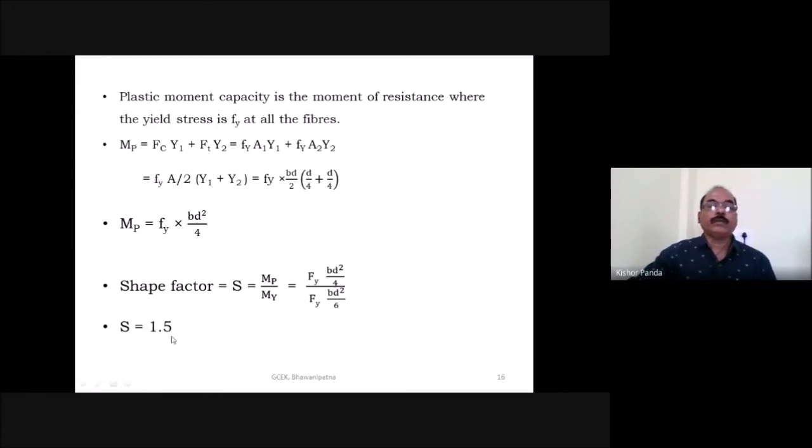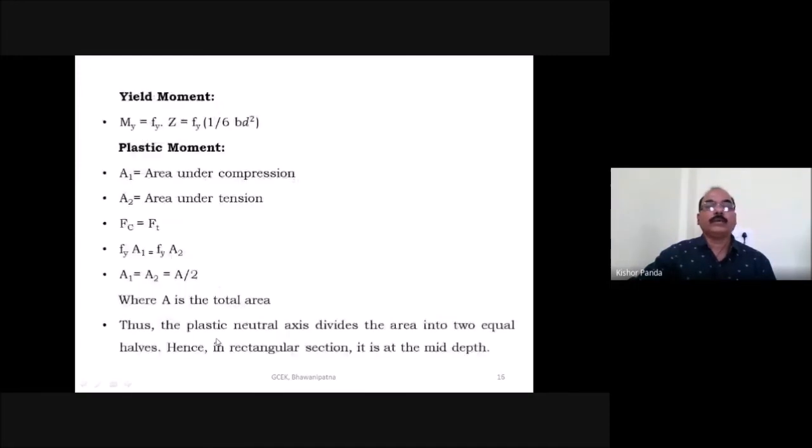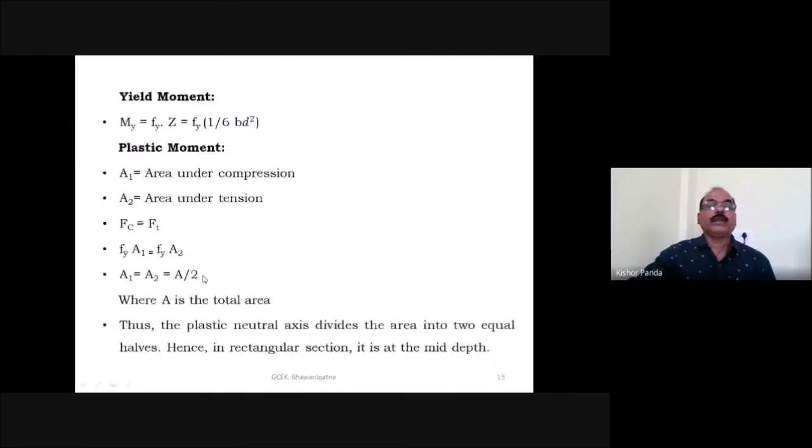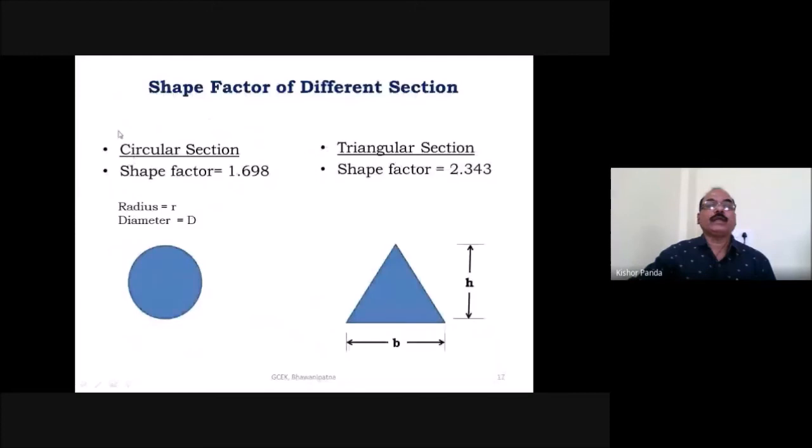you'll get the shape factor is equal to 1.5. Similar way you can find out what is the shape factor of the triangular section and also the circular section. So the shape factor of the rectangular section is 1.5. Similar way, you can find out the shape factor of the circular section and of the triangular section. The shape factor for circular section is 1.698, and for triangular section is 2.343.